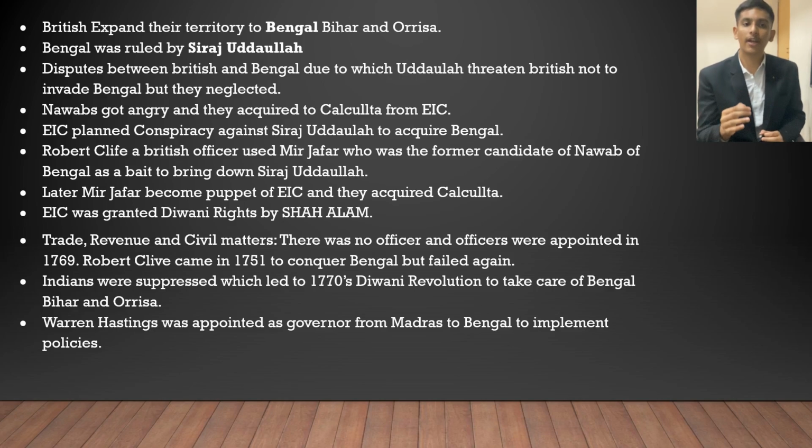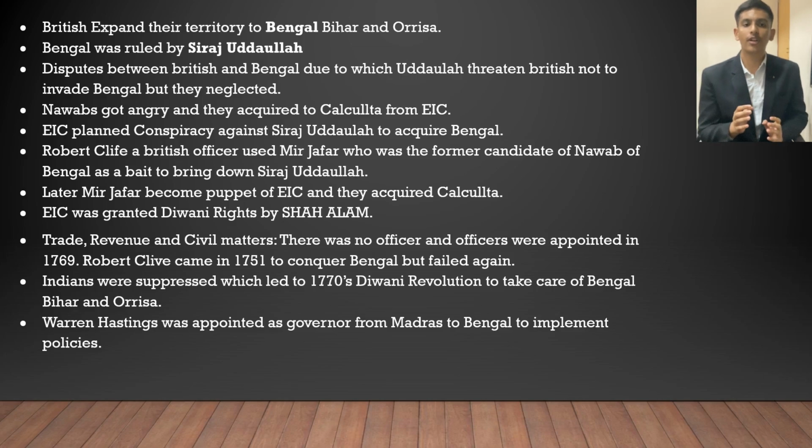Now they were down by one province. So the East India Company started planning a conspiracy against Siraj-ud-Daula because they wanted to capture Bengal as well as Calcutta. Robert Clive, a British officer, had the job of taking Bengal or Kolkata back from Siraj-ud-Daula. There was one person named Mir Jafar, a former candidate for Nawab of Bengal. Robert Clive gave him a bribe and used him as bait to take down Siraj-ud-Daula. Later, Mir Jafar became the puppet of the East India Company and they acquired Kolkata. This is how the East India Company acquired Kolkata, and it got Diwani rights from Shah Alam.